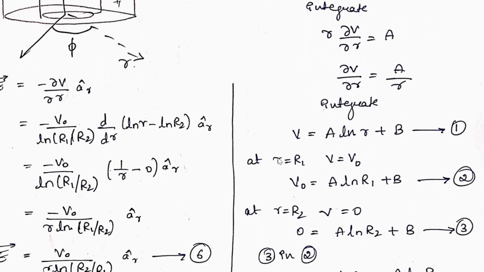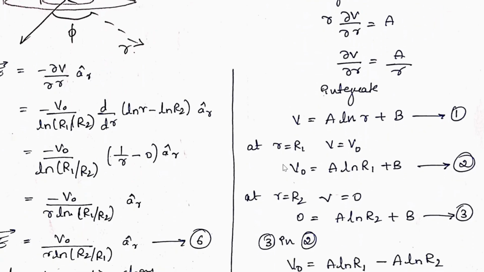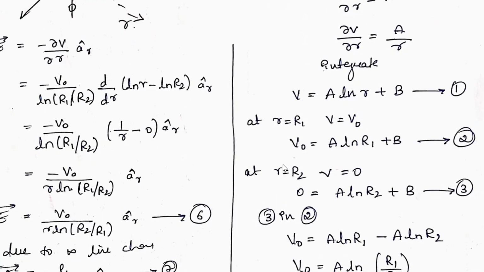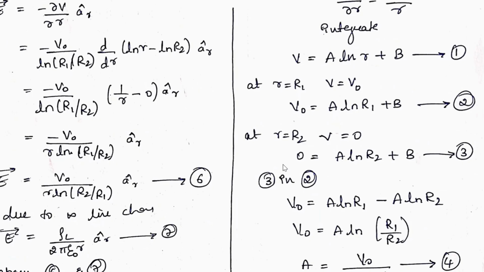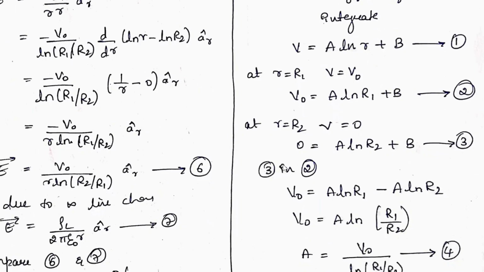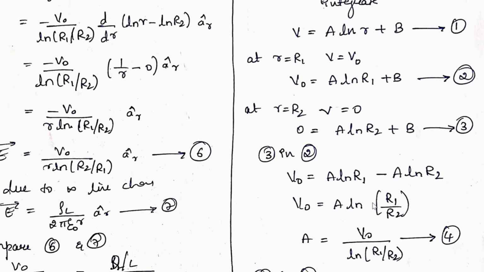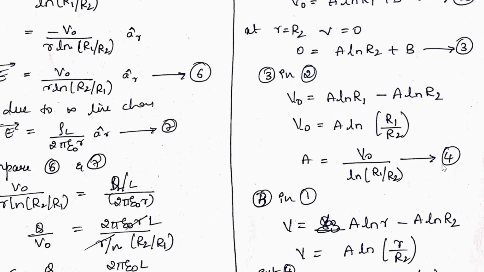Now we have to consider the two cases. When small r is R1, V is equal to V0. So V0 will be A into ln R1 plus B. That is my equation 2. At R is equal to R2, what do you get? V is equal to 0. So 0 is equal to A ln R2 plus B. That is my equation 3. Substitute the B from 3 in 2. You get V0 is equal to A ln R1 minus A ln R2. V0 is equal to A ln R1 by R2. So A is equal to V0 divided by ln of R1 by R2, which is my equation 4.